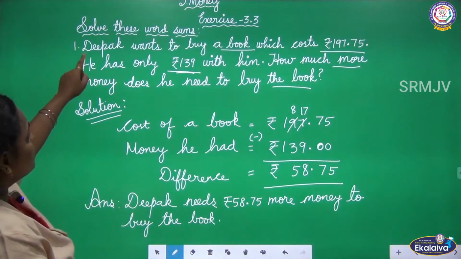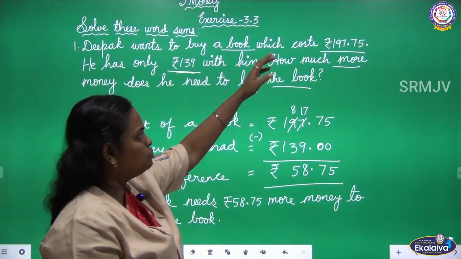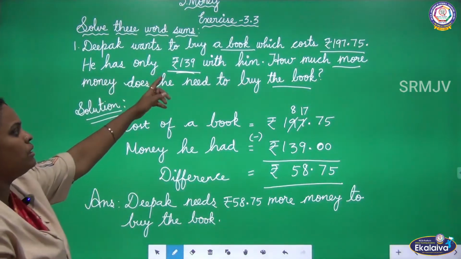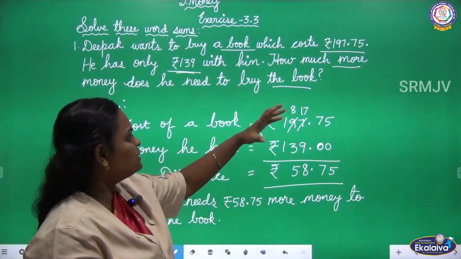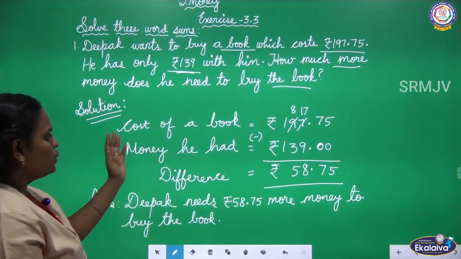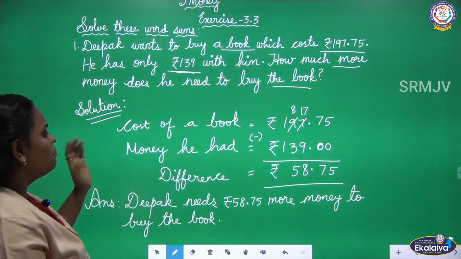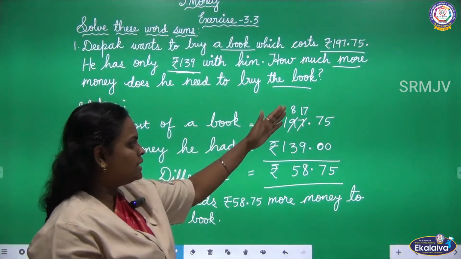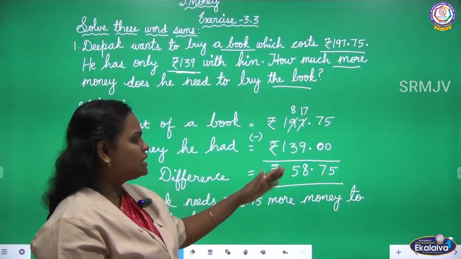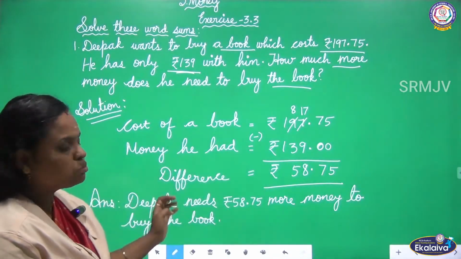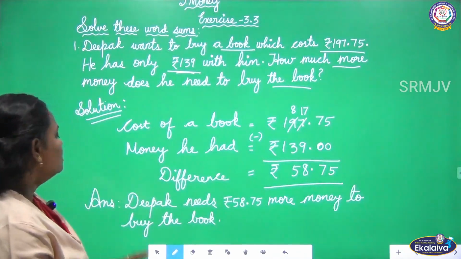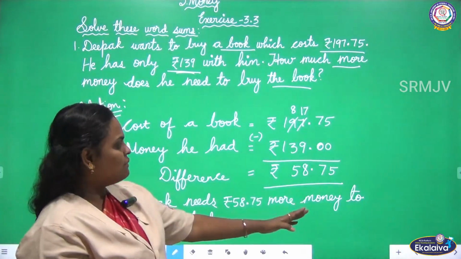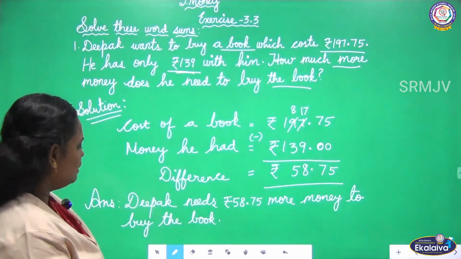So listen, Deepak wants to buy a book which costs rupees 197 rupees 75 paise. He has only 139 rupees with him. So how much more money he needs now? So you write cost of a book, then money he had. How much he had? 139 rupees. So if you subtract 197 rupees 75 paise minus 139, you will get how much more money he needs to buy the book. So Deepak needs 58 rupees 75 paise to buy the book.